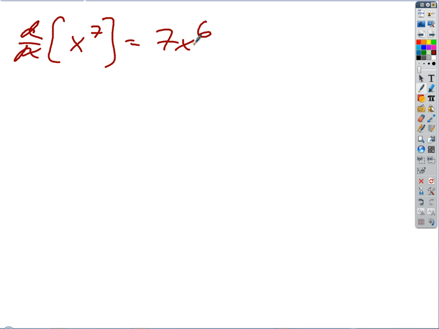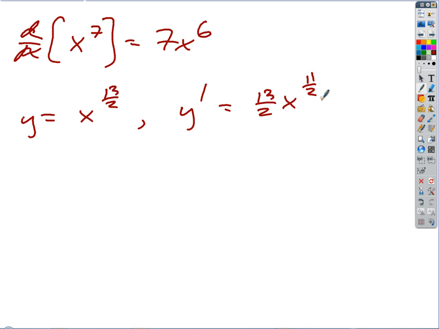But this applies not just to integers. This applies to lots of them. For example, I could say something like, if y equals x to the 13 halves, then what's y prime? There's a notation I forgot to give you. If we put a y prime by it, that also means derivative. What's y prime? 13 halves times x to the 11 halves. That's it, right?